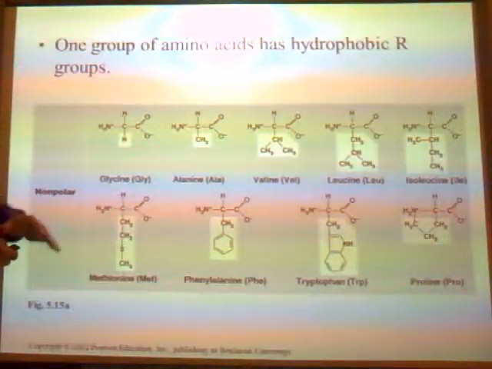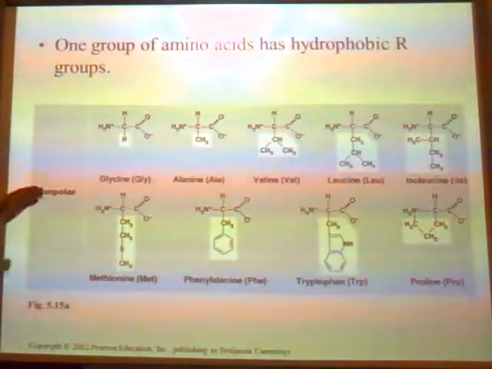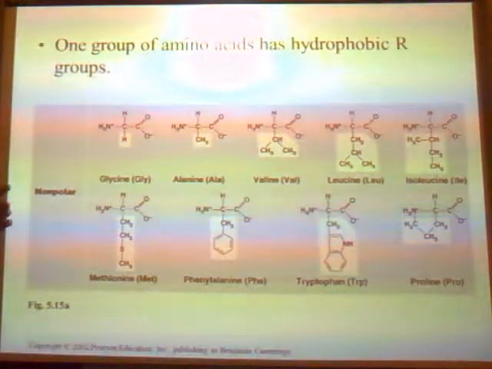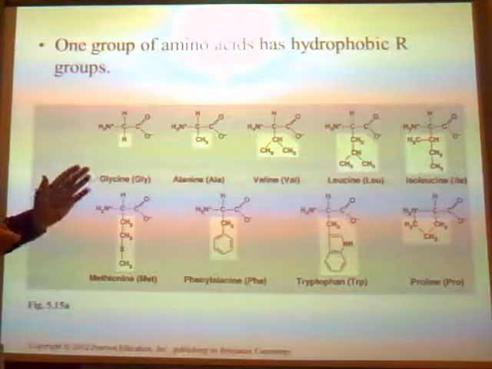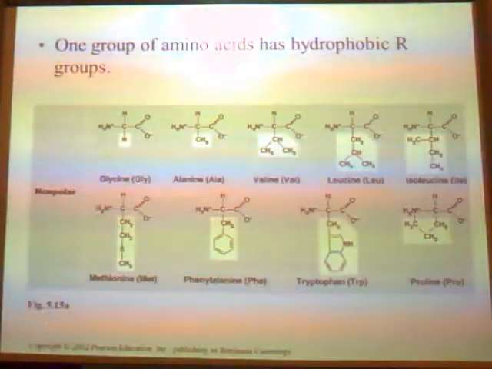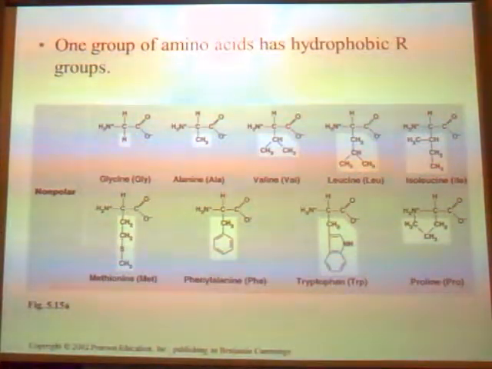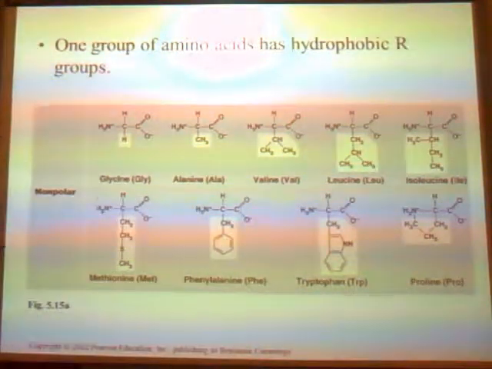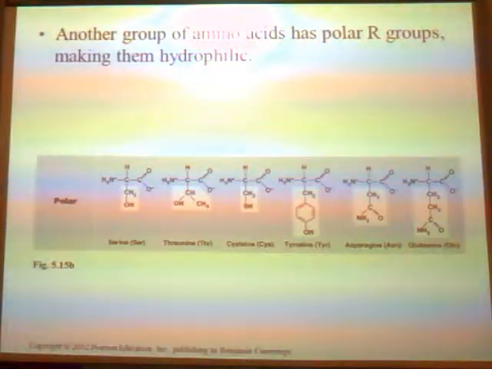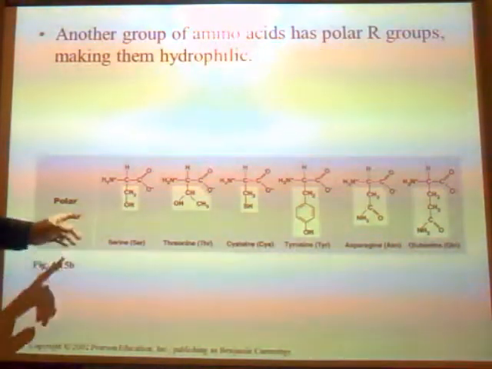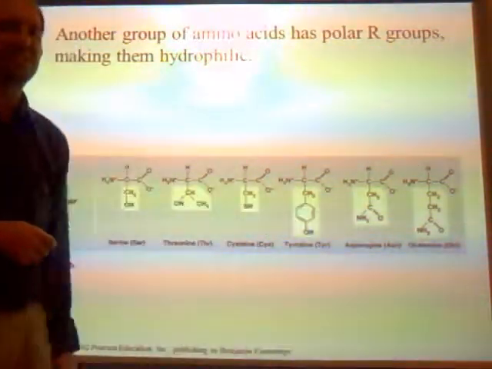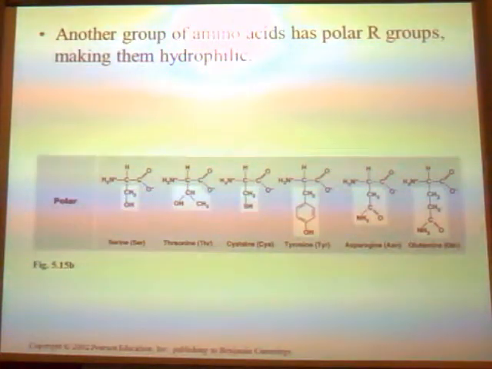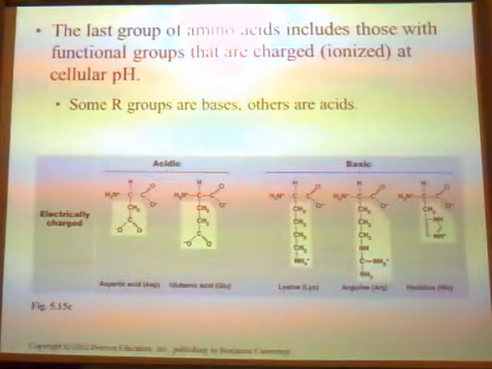One group of amino acids has a hydrophobic R. These are going to be our nonpolars, and you can see them there. We will talk about these in class, so don't get too concerned about them at this particular moment. But you can see here we find 9 such nonpolars. And then we have our polars. You can see 6 of them here, having polar groups, making them hydrophilic.